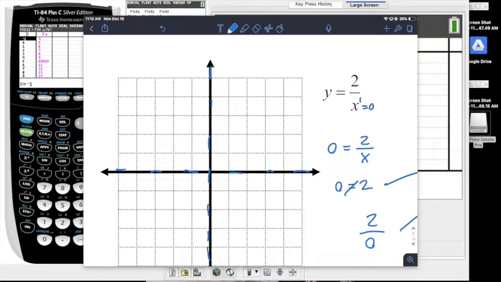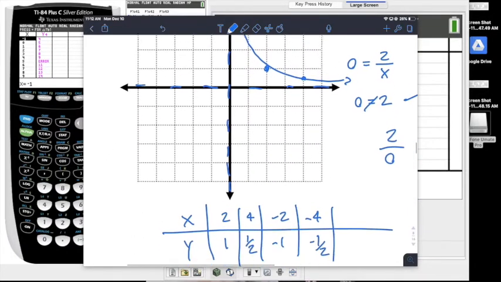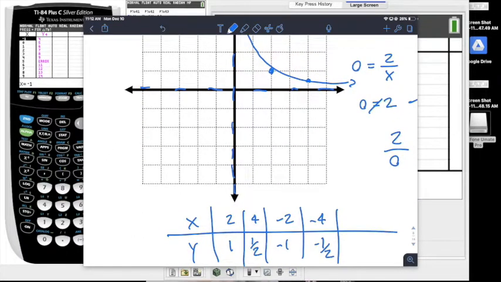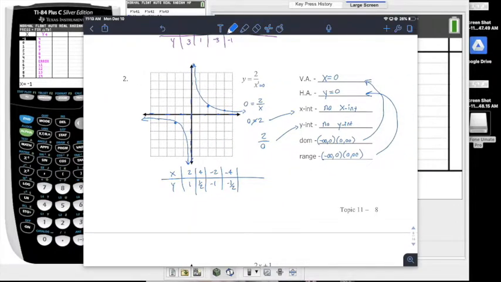So let's see, 2, 1, 4, 1/2. There you go. And then the other side, -2, -1, -4, -1/2. I guess we could have done -1 and 1 pretty easily. But yeah, there's your graph right there. So once you do it a few times, they speed up.